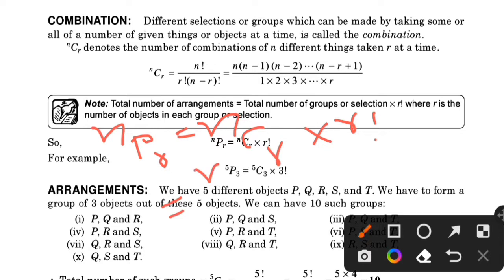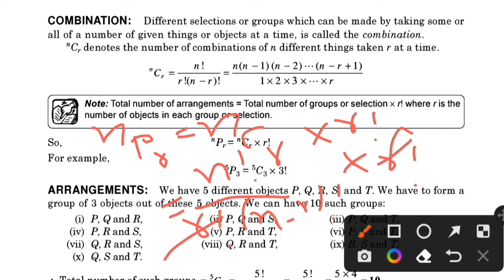nCr is actually n factorial over r factorial into n minus r factorial, multiplied by r factorial. So r factorial and r factorial will be cancelled out and we remain with n factorial over n minus r factorial, which is actually equal to nPr. So total number of arrangements equals total number of groups or selections multiplied with r factorial.